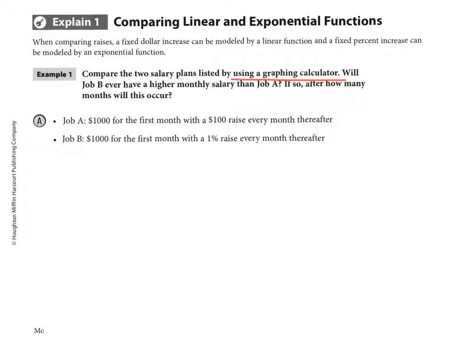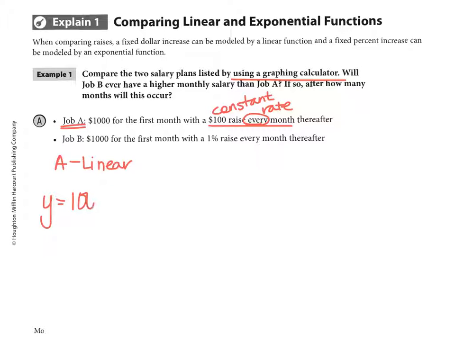Okay, so job A, the first thing we need to figure out is, what they've given us a linear or an exponential function? And job A, it doesn't have anything to do with a percent, but it does give me a rate of $100 every month. All right, so we've got a rate here, and it's a constant rate because it's just a value, not a percent. So because it's a constant rate, job A is going to be linear. And that means I want to write this as y equals mx plus b. So I'm going to say y equals my rate, which is 100, x plus my starting value, which is 1,000.